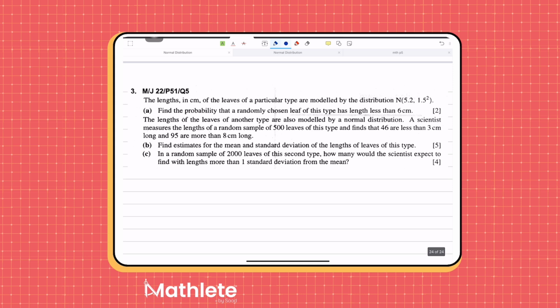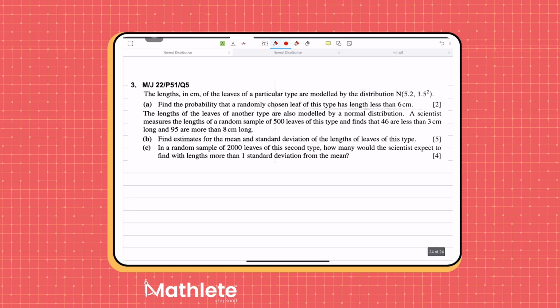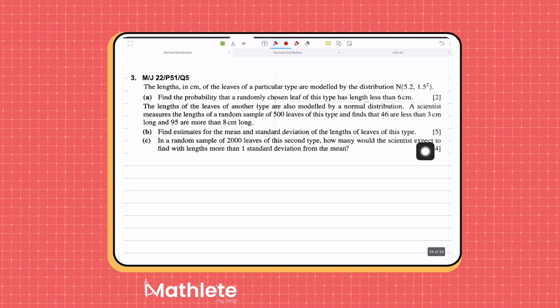Okay, now let's start. So it's a fairly recent question. It's May, June 2022, paper 1, variant 1. Question number 5. And notice how many marks it is? 5 plus 4, 9, 9 plus 2, 11. So that's almost 20% of your paper. Let's see what it says. And it's not all just normal distribution. In between, you might have conversion as well. Or maybe if not conversion, then something similar to it.